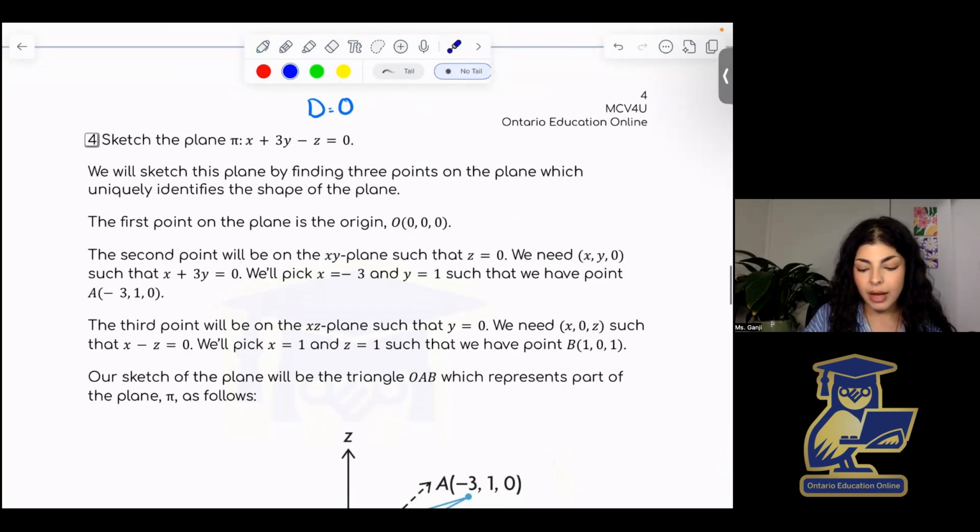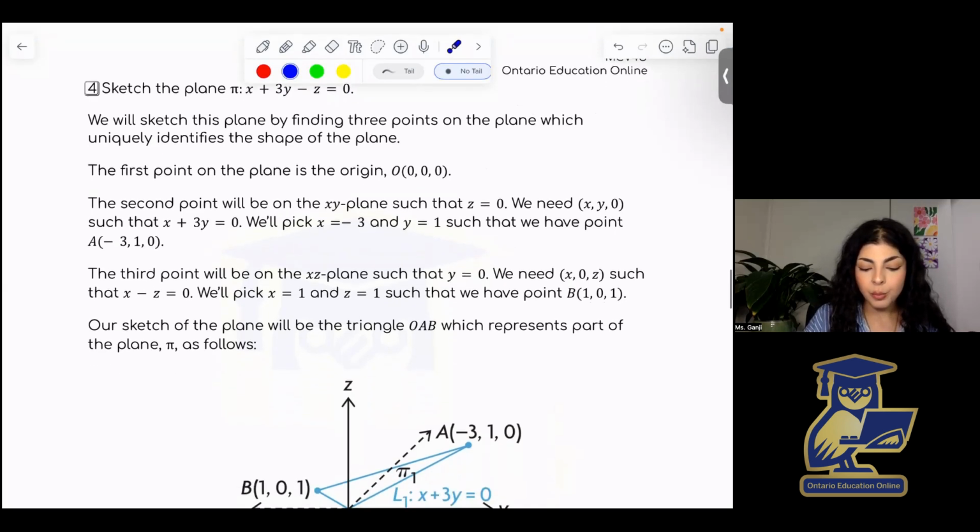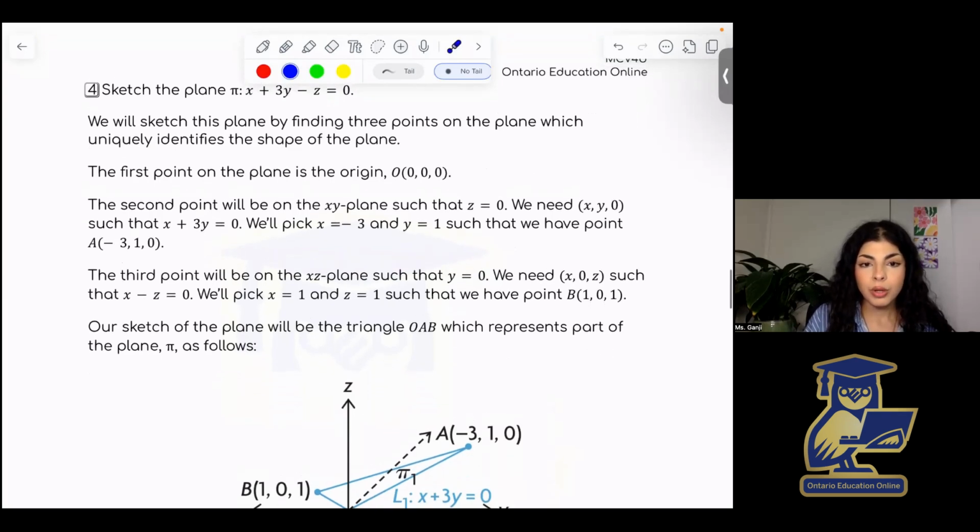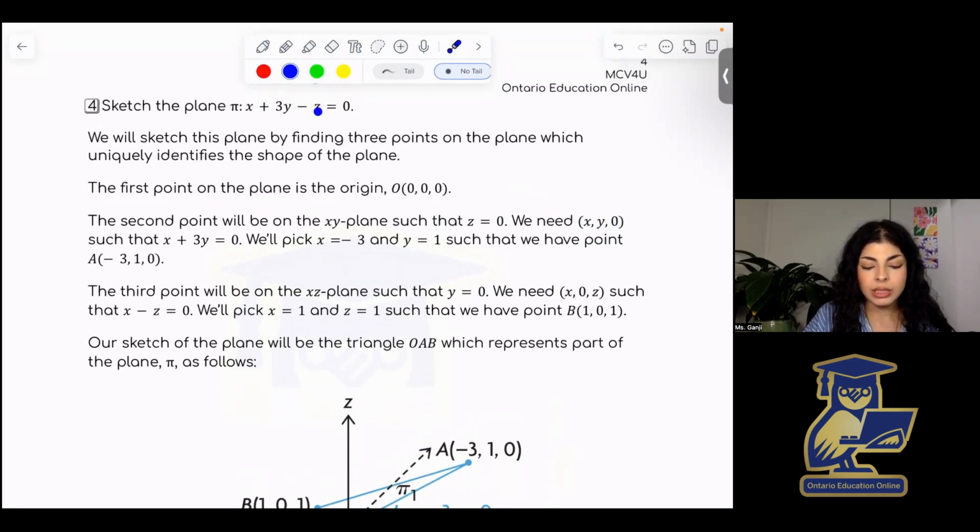The easiest way here would be the x, y, and z intercepts. But we can also see right away that the origin is a point on this plane because 0, 0, 0 would produce 0. So that's already one of our points. Another point we pick, starting with this one, is when z is equal to 0. So in this case, you have x, y, and 0, and we want the equation to be satisfied by this. Here, if z is equal to 0, you have x plus 3y is equal to 0.